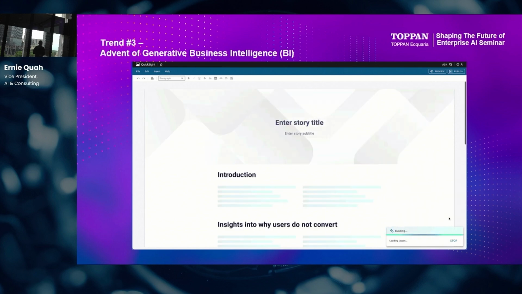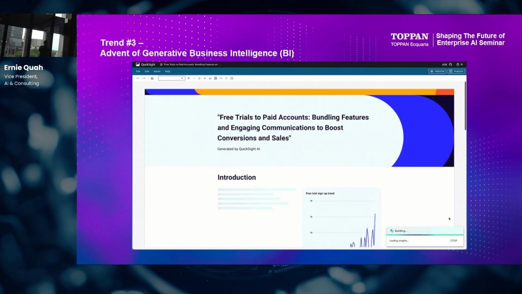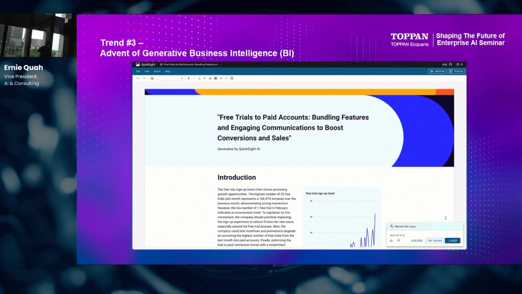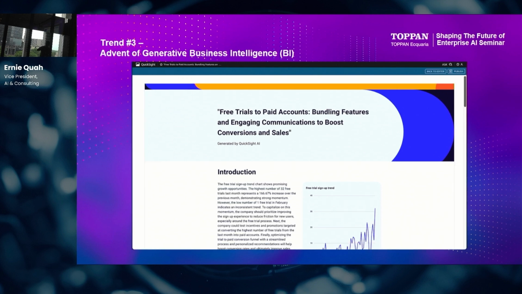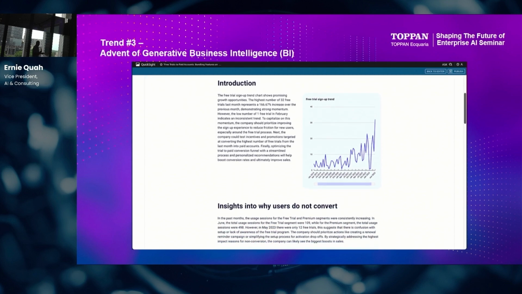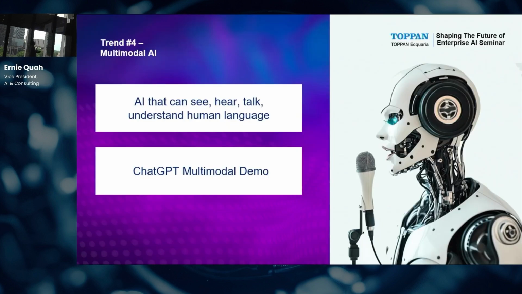If you don't know what question to ask, if you notice, it actually tells you what question you should be asking. If you're looking at this data, what are the next questions you should be asking? Okay, so this is generative BI. That's the third trend. Okay, fourth trend is multimodal AI. So AI now, besides chatting, you can see, you can hear, and you can talk.